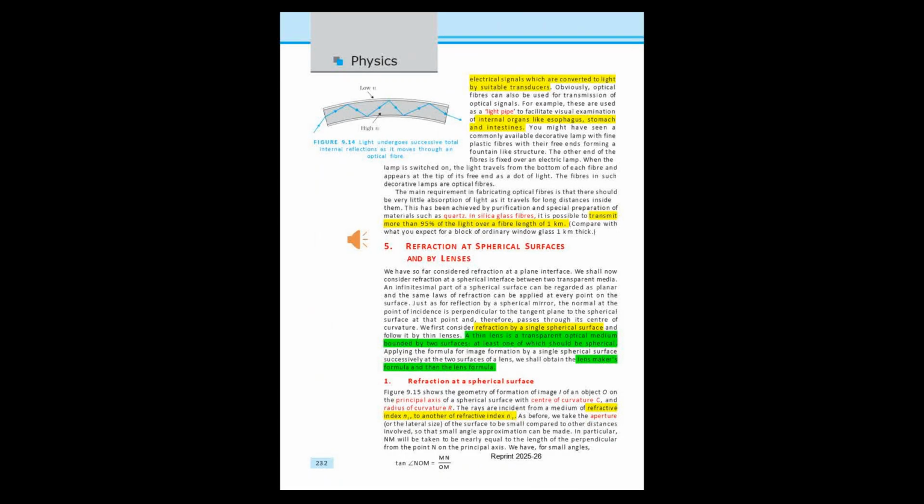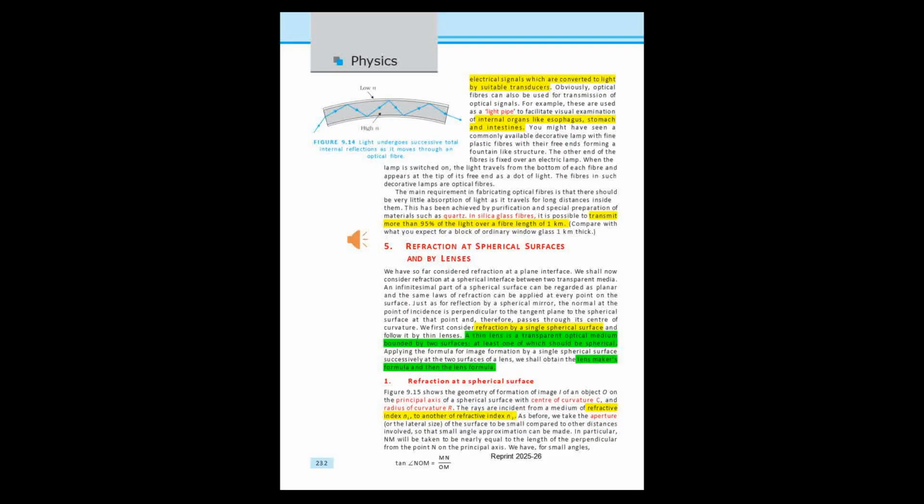Obviously, optical fibers can also be used for transmission of optical signals. For example, these are used as a light pipe to facilitate visual examination of internal organs like the esophagus, stomach and intestines. You might have seen a commonly available decorative lamp with fine plastic fibers with their free ends forming a fountain-like structure. The other end of the fibers is fixed over an electric lamp. When the lamp is switched on, the light travels from the bottom of each fiber and appears at the tip of its free end as a dot of light. The fibers in such decorative lamps are optical fibers.